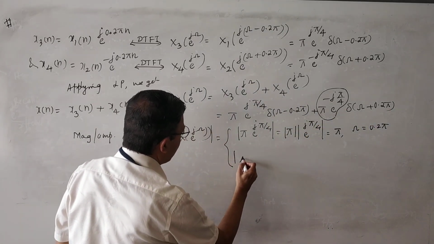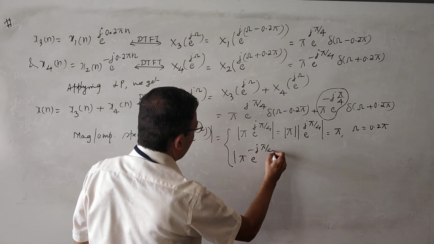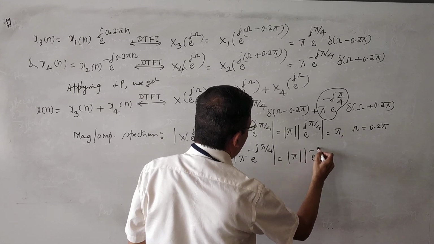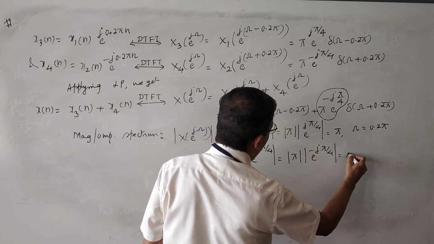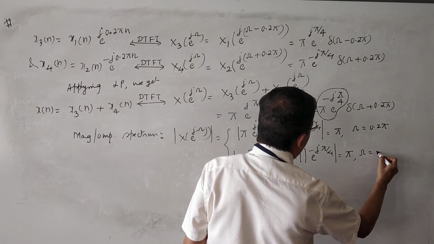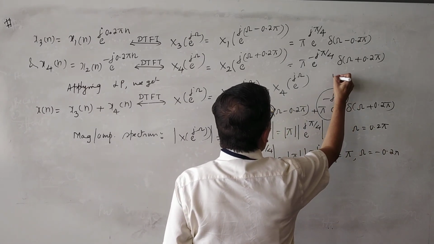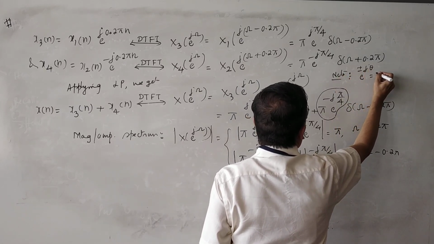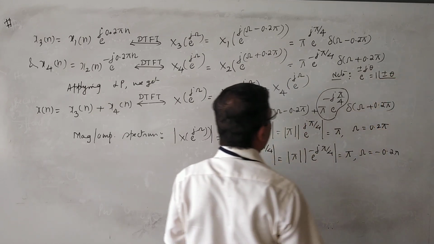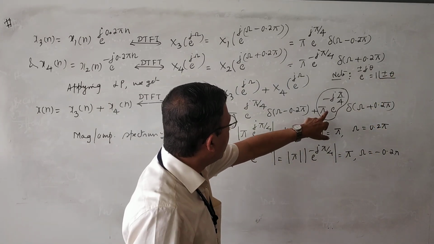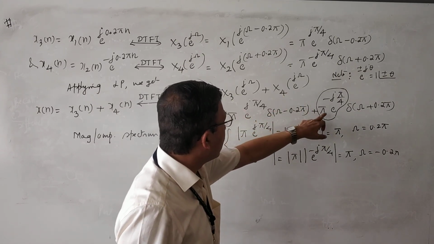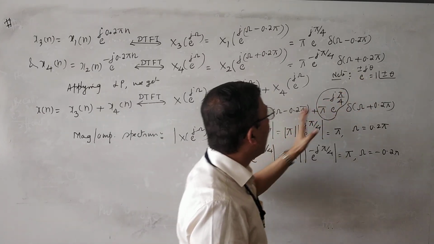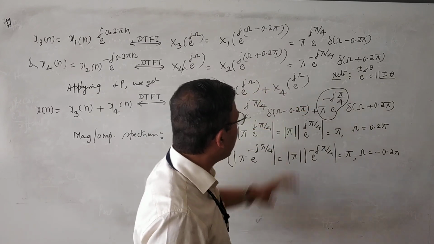So what you get? Modulus of pi into e to the power minus j pi by 4 equals modulus of pi into modulus of e to the power minus j pi by 4, which is equal to pi when omega is minus 0.2 pi. Please note, I made use of the expression e to the power plus minus j theta is 1 at an angle plus minus theta. That means this exponential e to the power plus j pi by 4 and the exponential e to the power minus j pi by 4 will have a magnitude equal to 1. Angle will be plus theta for this one, minus theta for the other one.